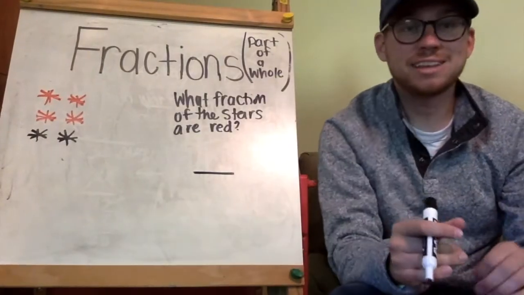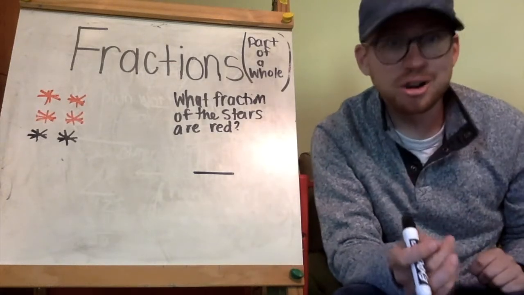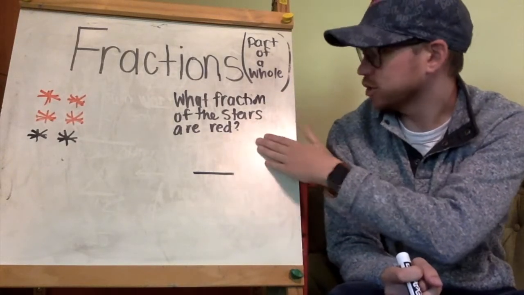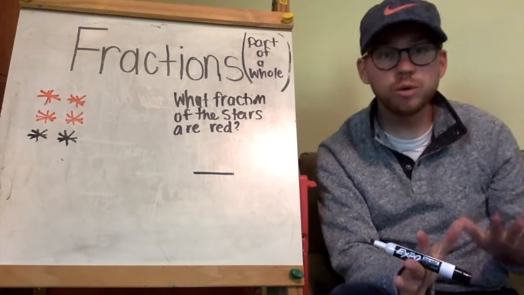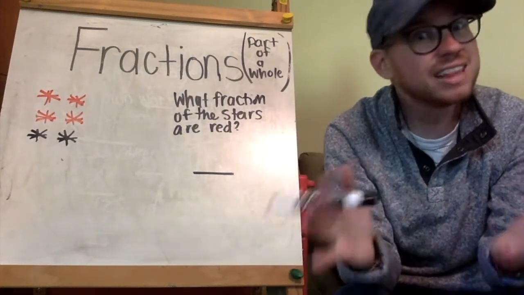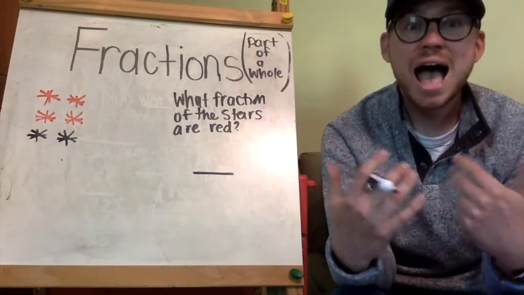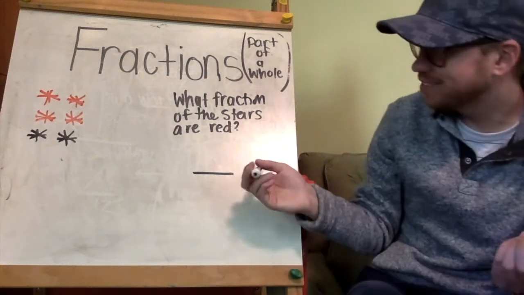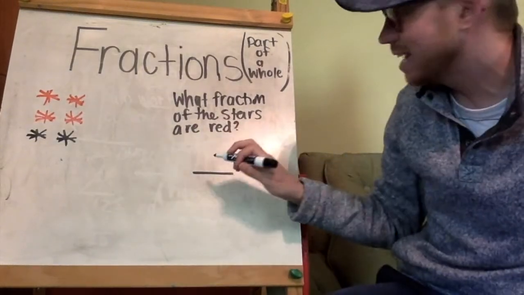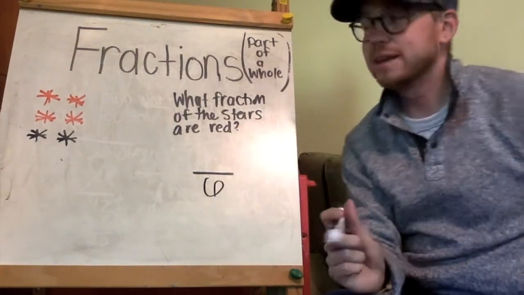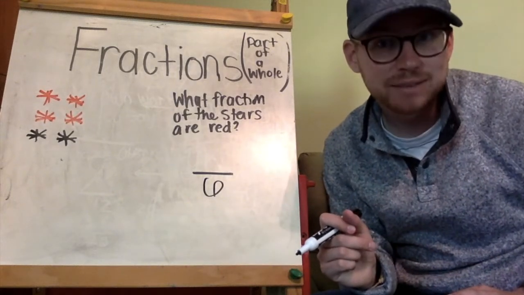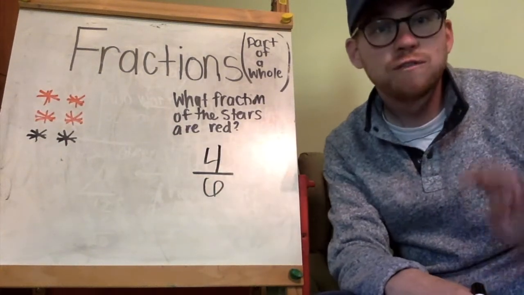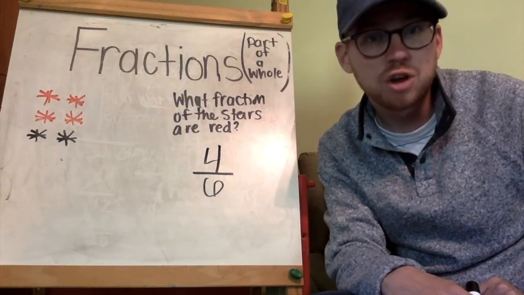Okay, last one practicing like this. There are a new number of stars, so that means that our denominator is going to change this time. The question still stands, what fraction of the stars are red? So this time the denominator is going to change because the last time there were only 4 stars in total. How many stars in total are there this time? Right, there are 6 stars in total, both red and black stars. Now, how many of those stars are red? Right, if you said 4, then you're exactly right. 4/6 of the stars are red.